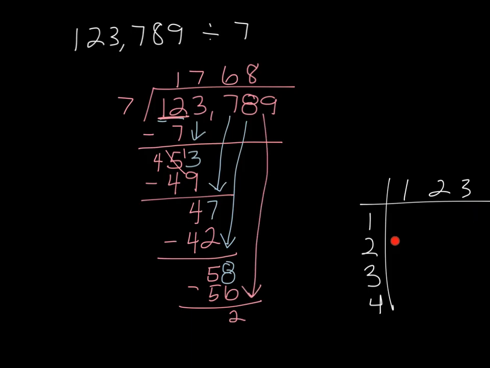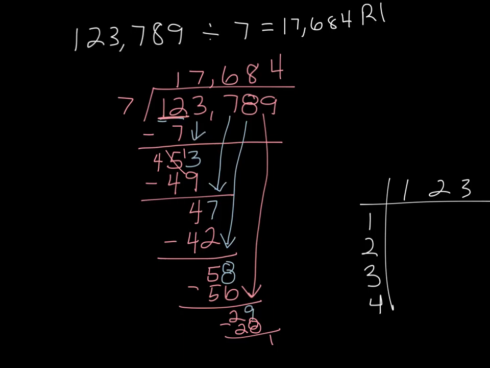Again, looking in here to find, oops, I forgot to write my 9, to find the closest to 29 without going over. So our number would be 4. Our number down here would be 28. And our number up here would be 4. We're left with 1. So our answer would be 17,684. You could say remainder 1.